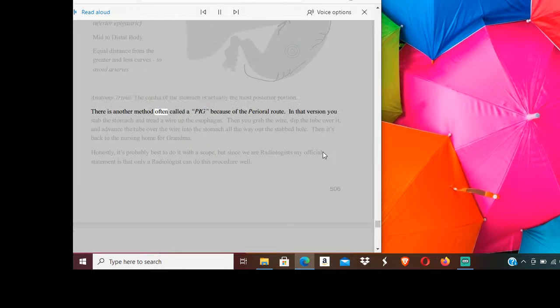There is another method often called a PJG because of the peroral route. In that version you stab the stomach and thread a wire up the esophagus. Then you grab the wire, slip the tube over it, and advance the tube over the wire into the stomach, all the way out the stabbed hole. Then it's back to the nursing home for grandma. Honestly, it's probably best to do it with a scope, but since we are radiologists, my official statement is that only a radiologist can do this procedure well.